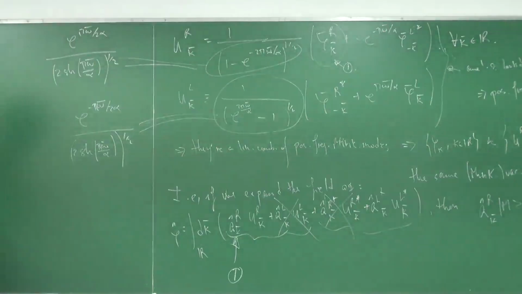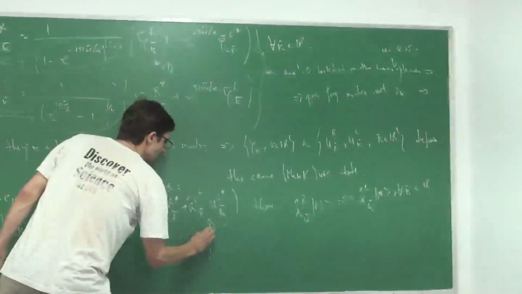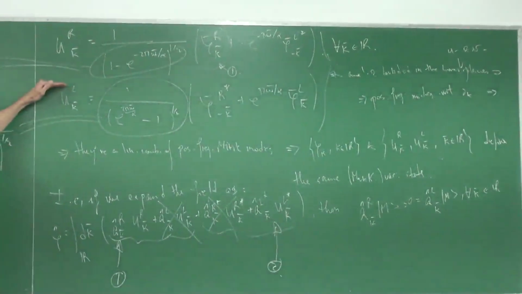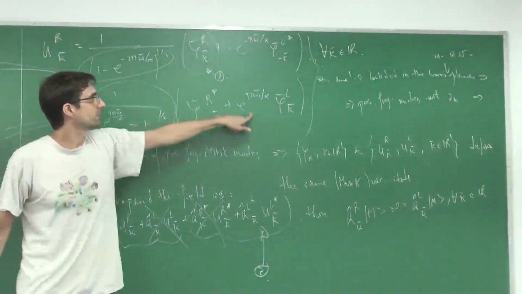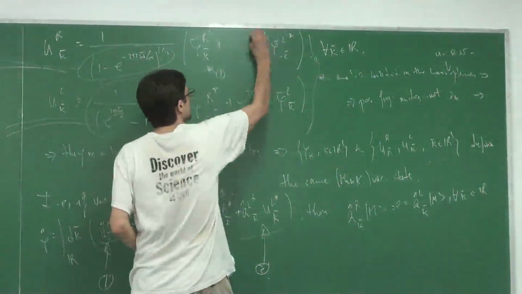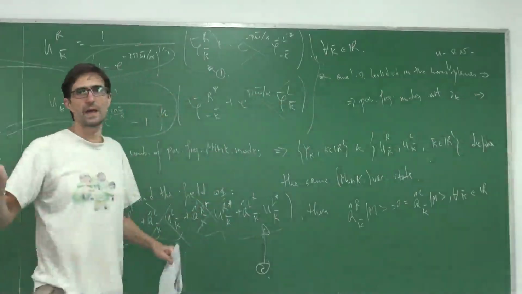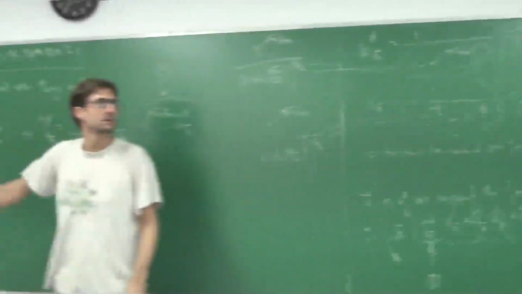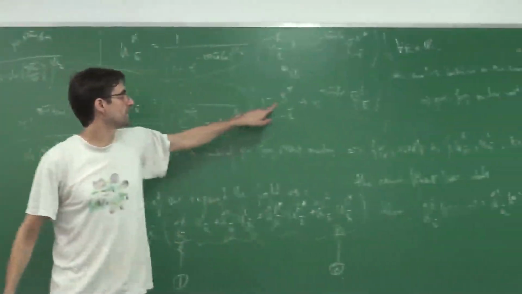Now the other one, 2. UL star. So there will be no contribution from this one because this is an L mode. The inner product with the R mode is going to be 0. But there will be from this one.